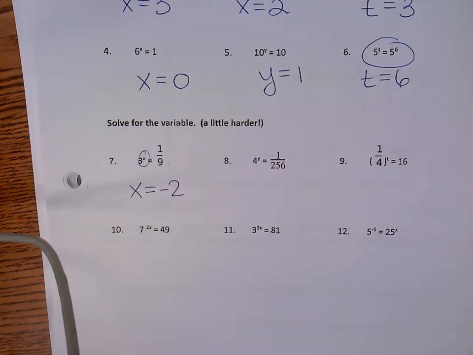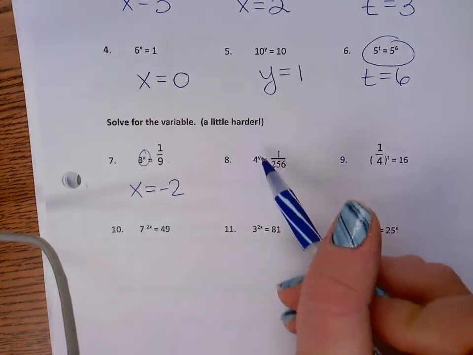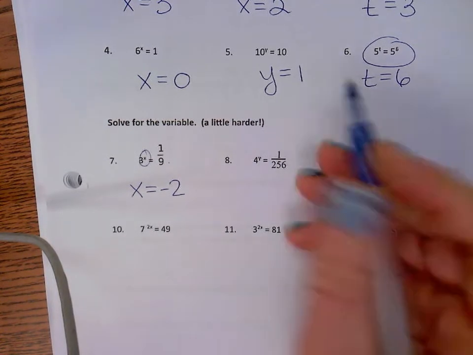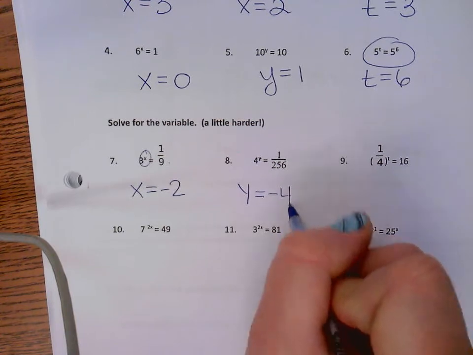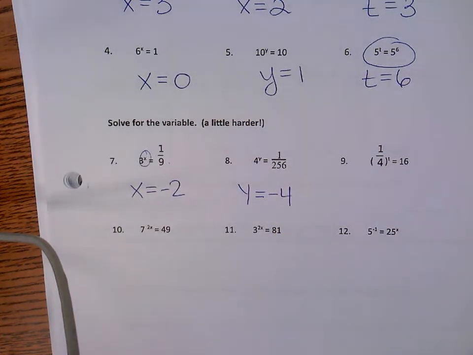Number 8, you might not know unless you use your table of powers, but it's 4 to what power is 256? 4, so I need it to be -4 so that it's the reciprocal of the value. Yep. All right, what about number 9?